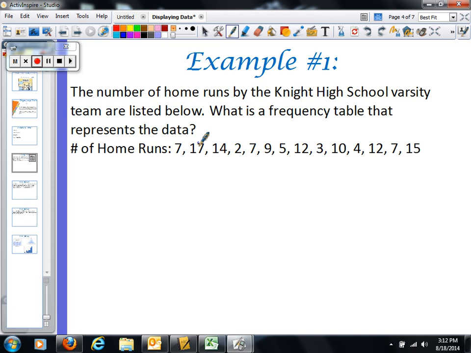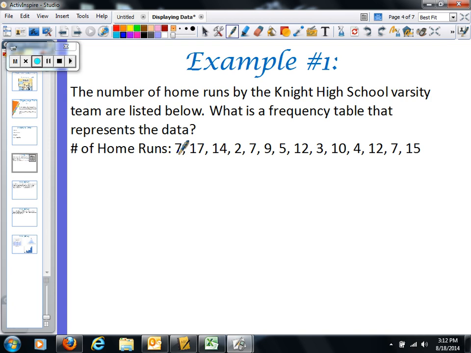Alright? We're going to count up how many numbers you have. So you have 1, 2, 3, 4, 5, 6, 7, 8, 9, 10, 11, 12, 13. There's 14 numbers. Okay? And I want to figure out a way that I can group these numbers together and make the groups where I only have maybe 6 or so groups, okay?